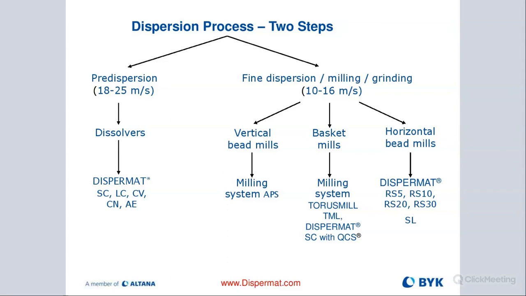So for pre-dispersion, what's really important with the blade is that we look at the right tip speed. It's not only about the RPMs, it's always the relationship of RPM to the diameter of the blade. What we're looking for is a tip speed between 18 to 25 meters per second. That's ideal.